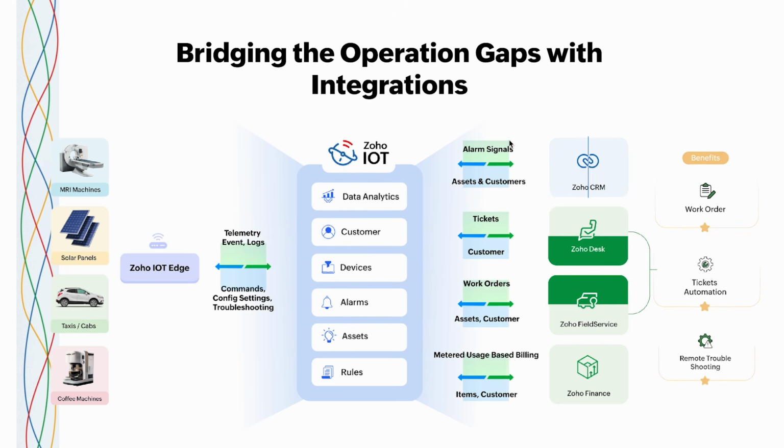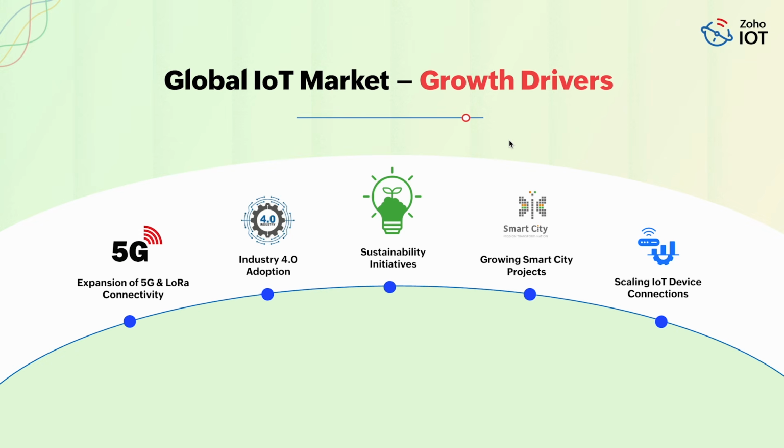Or for example, with Zoho Desk or FSM integration, we can entirely automate the work order or ticket generation processes even before the customer notices a problem. And this integration could extend to finance and other Zoho applications or any third-party applications as well.